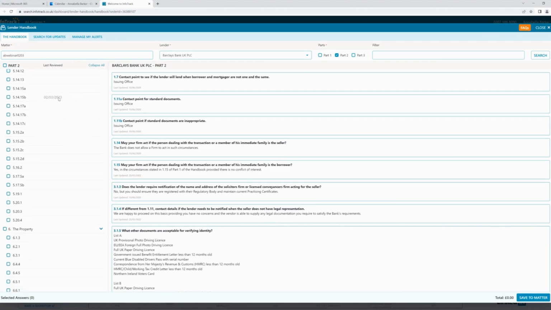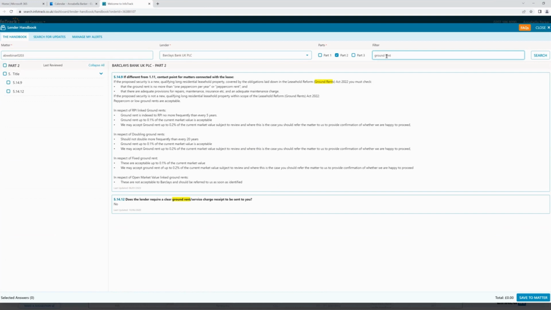And if the answer has been changed since it was reviewed, we'll also show a little alert here as well to prompt you to check it again. And then for each answer, we also show the date that it was last changed. So if we search for ground rent, here, we can see that this particular answer, 5.14.9, was last changed on the 6th of January this year.